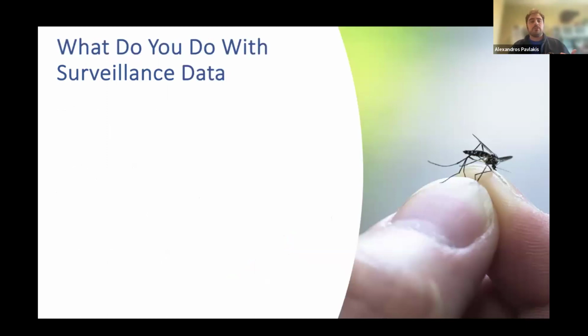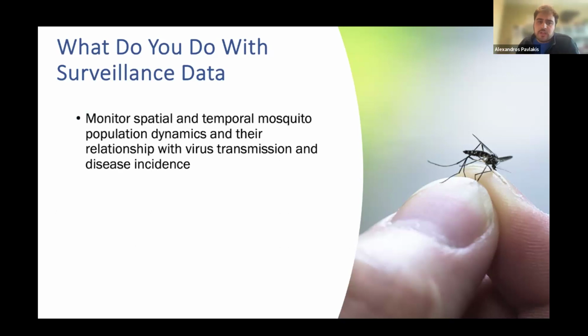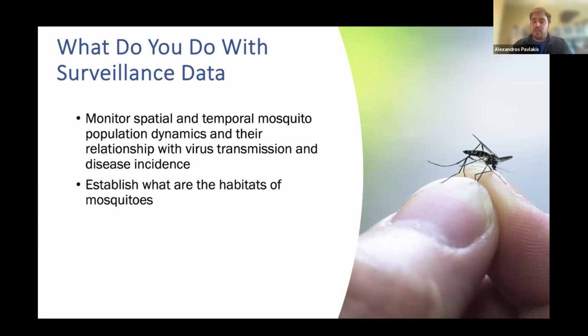There are many things we can do with surveillance data, but I'm going to go over four of the major ones. With that surveillance data, we can monitor the spatial and temporal mosquito population dynamics and their relationships with virus transmission and disease incidence. We can also figure out where these mosquitoes are breeding, what their primary habitats are, and that can change throughout the year.